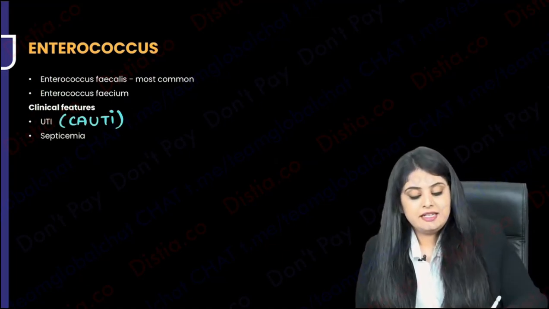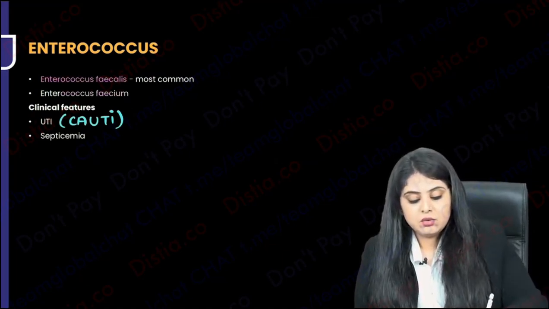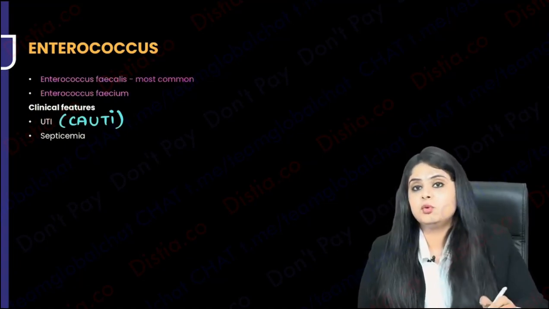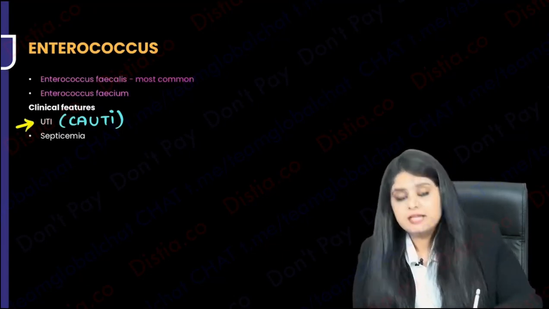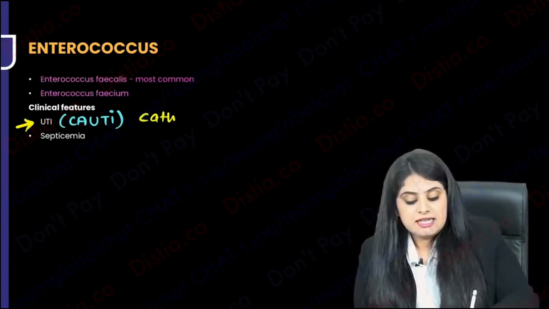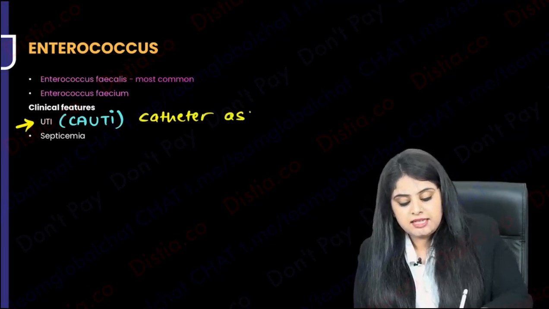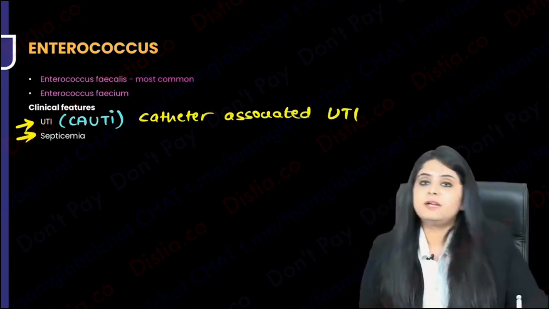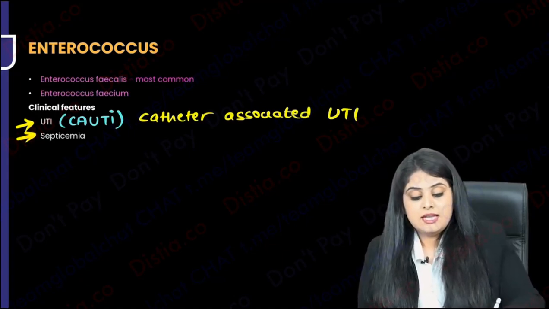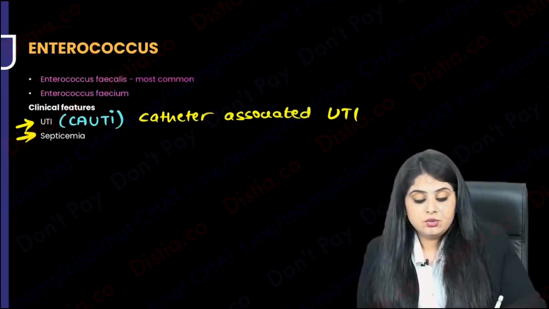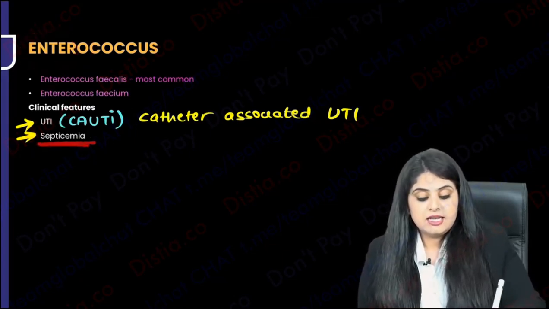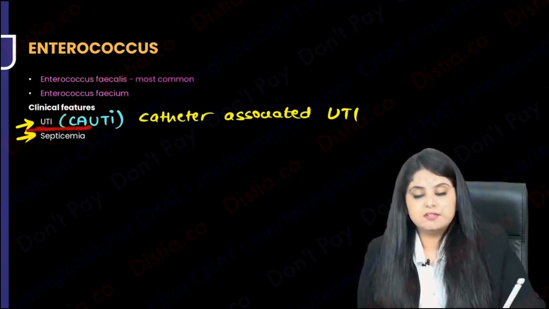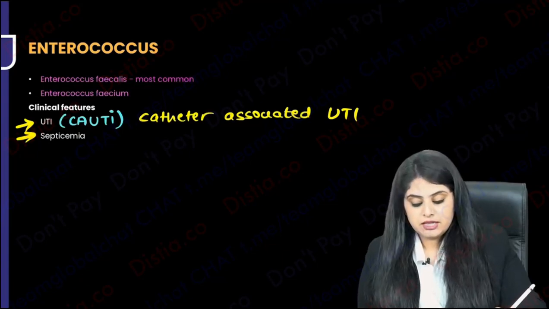So remember, there is Enterococcus faecalis and Enterococcus faecium, out of which faecalis is more common. And this usually causes either UTI, and which kind of UTI? CAUTI. CAUTI means catheter-associated UTI. Catheter-associated urinary tract infection, or it can cause widespread infection, that is septicemia. Meaning, with Enterococcus septicemia can occur, and of course you can have the catheter associated UTI. So you're done with this.